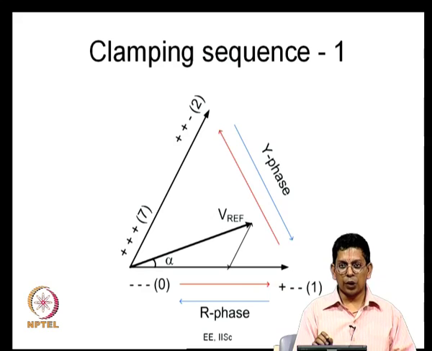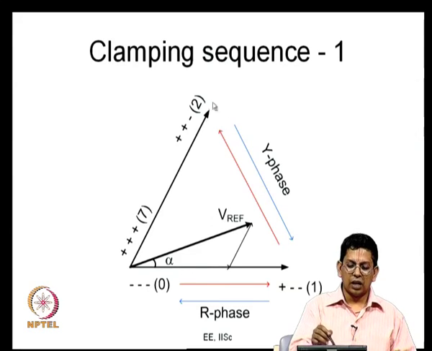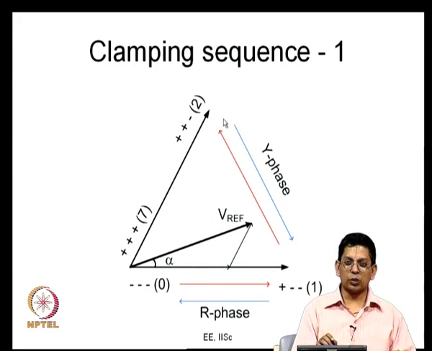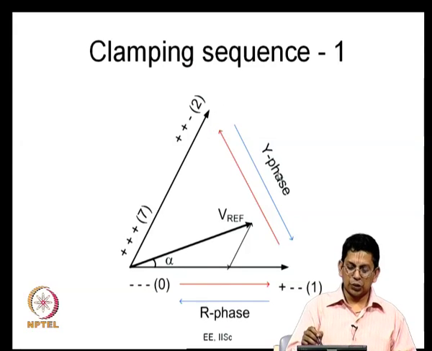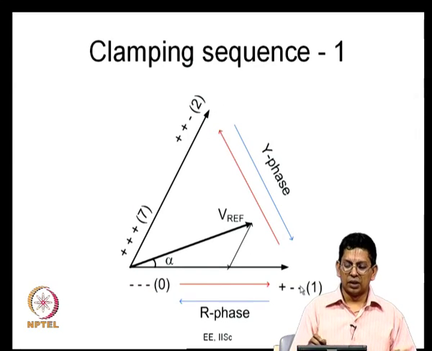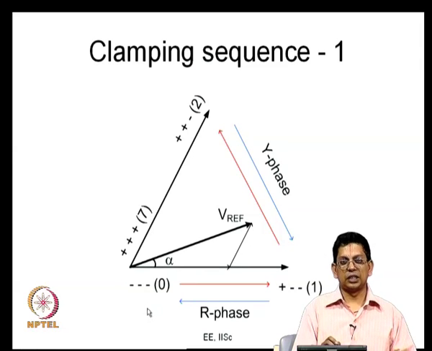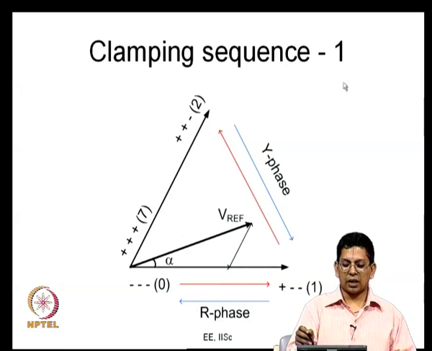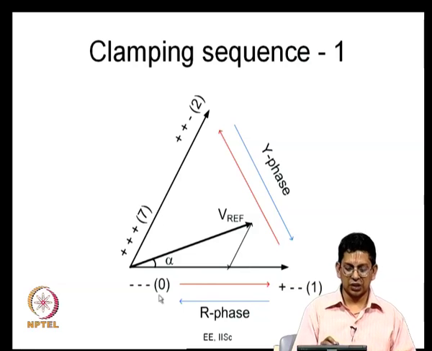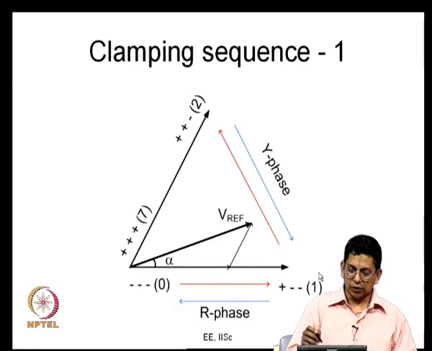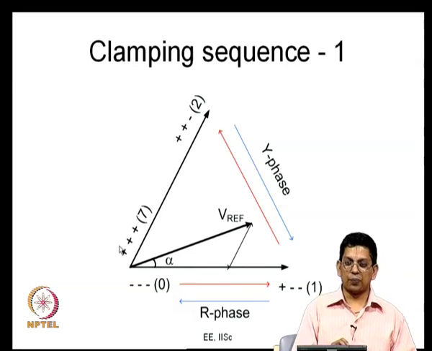Now, in the next subcycle, you stay here and apply this vector for t2 dash seconds. Then switch your Y phase and come here and apply the active state 1, stay here for t1 dash seconds. Then you switch your R phase and go back here and apply this state for tz dash seconds. This is what I would call clamping sequence 1. This is different from the earlier sequence, which we call the conventional sequence. You start from this 0 state, go to active state 1, active state 2 and go to the other 0 state. Now, you are skipping one 0 state and I am calling this a clamping sequence.